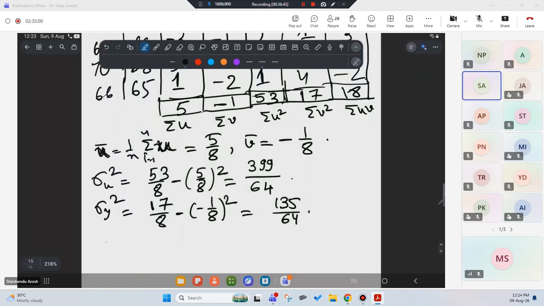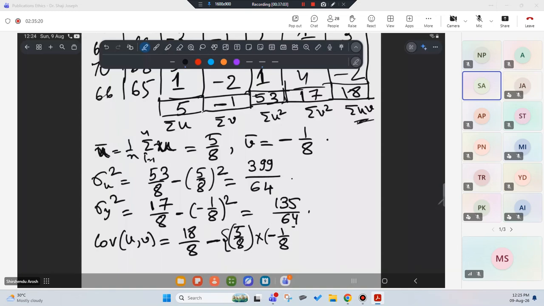And the last one, we'll get the covariance. Covariance of uv would be this number 18 by 8, summation of uv, minus this, a little bit tricky because one of the numbers is a negative number, so it will eventually become a positive number. So that's why covariance is a little bit serious to calculate. So this will become a positive number. If you place this, it will come as 49 by 60.